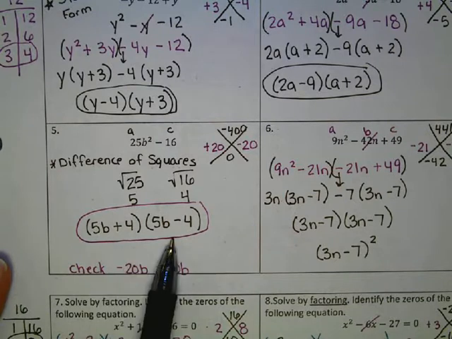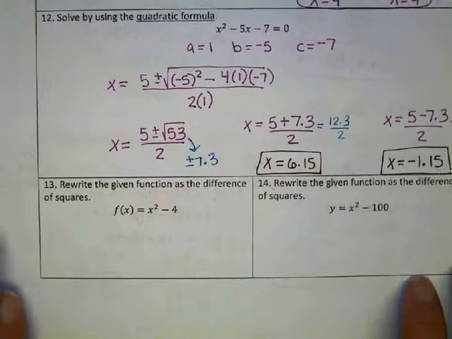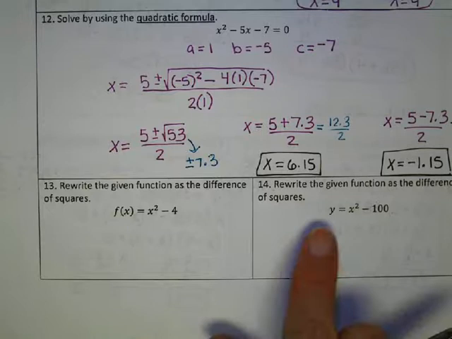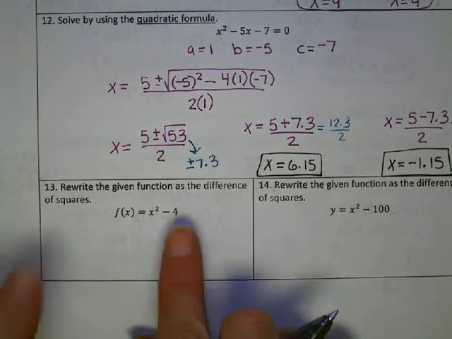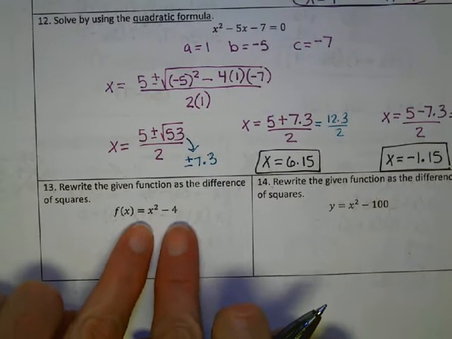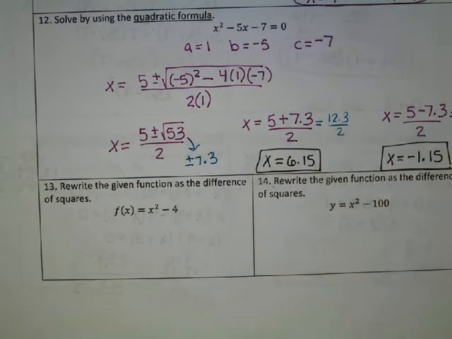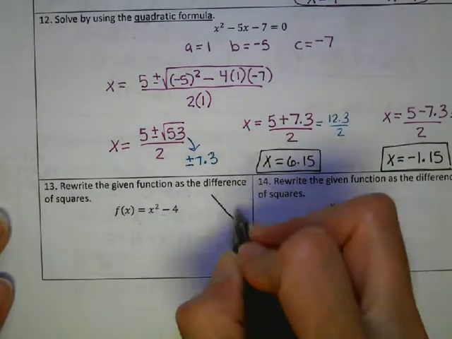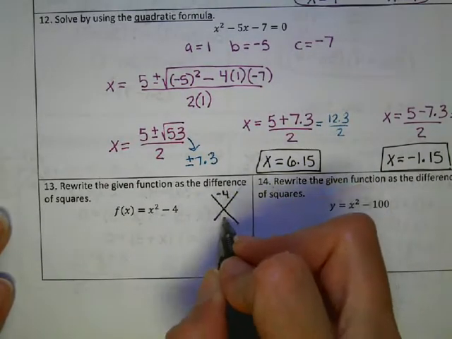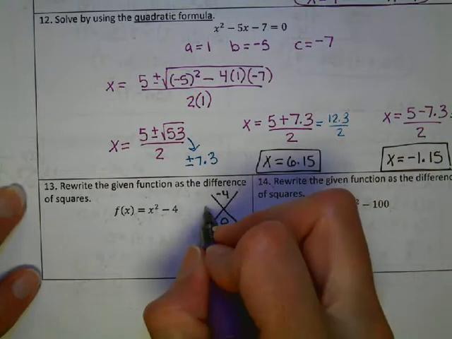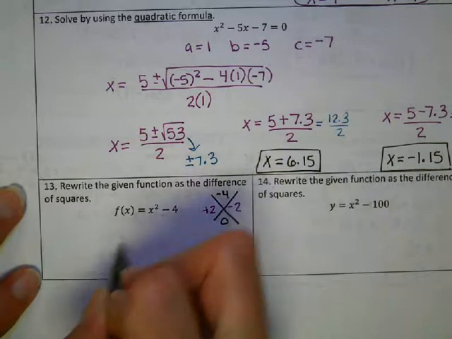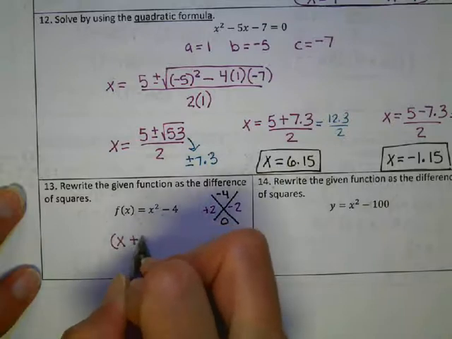So let's look at this question on this side. Number 13, write as a difference of squares. It doesn't matter whether they put y equals, 0 equals, f of x equals. The idea is we're going to take this part of the problem and write it as two parentheses. So you can either think of it as what multiplies to negative 4 and adds up to 0 and use the x method, or so we could say positive 2 and negative 2. So we're looking for x plus 2 and x minus 2.